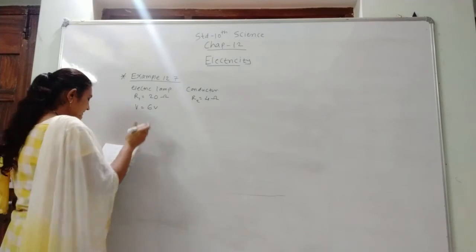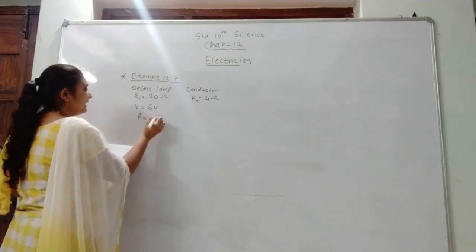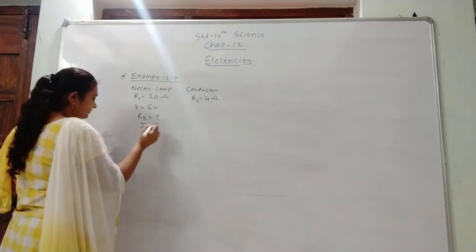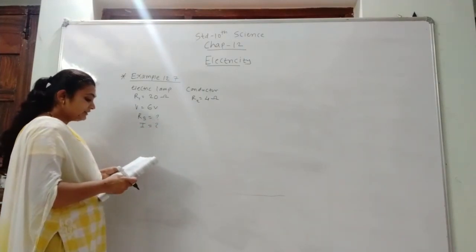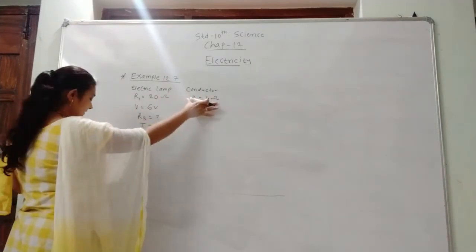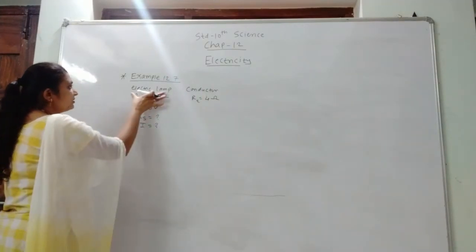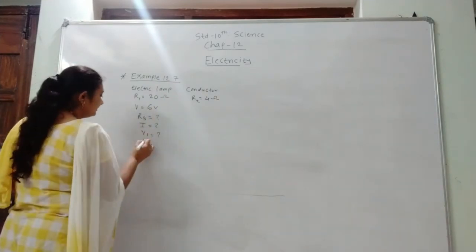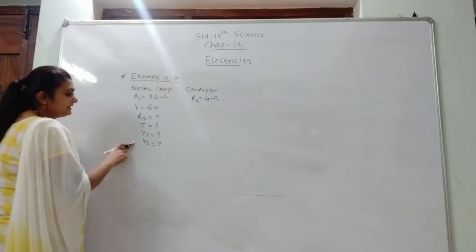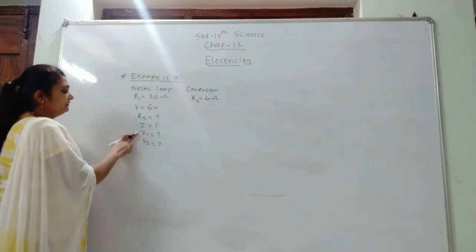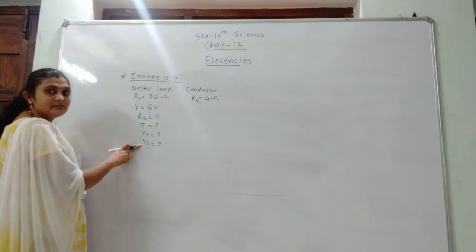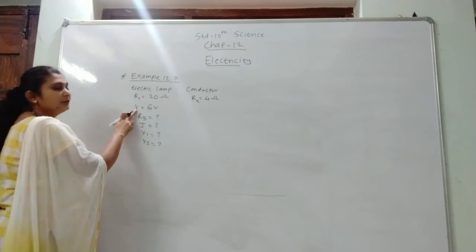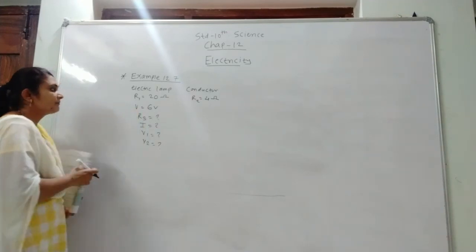Calculate the total resistance of the circuit. Total resistance means RS. The current through the circuit, capital I, we have to find. And the potential difference across the electric lamp and conductor. The potential difference across the electric lamp is denoted by V1 and across the conductor by V2. We have to find all these things. The values of V1 and V2 we have to find such that the addition of V1 and V2 is equal to V. Correct?